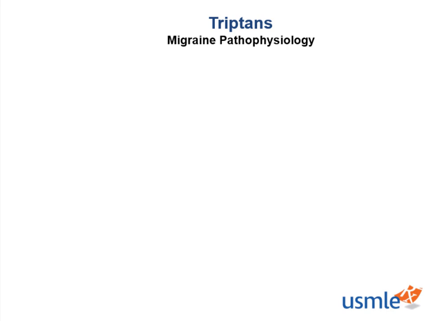Now that you know the clinical presentation of migraines, let's discuss their pathophysiology in relation to triptans. Migraines are thought to arise due to a phenomenon called cortical spreading depression, which is a self-propagating wave of neuronal and glial cell depolarization across the cerebral cortex that is followed by a sustained suppression of spontaneous neuronal activity, hence the depression aspect of the name.